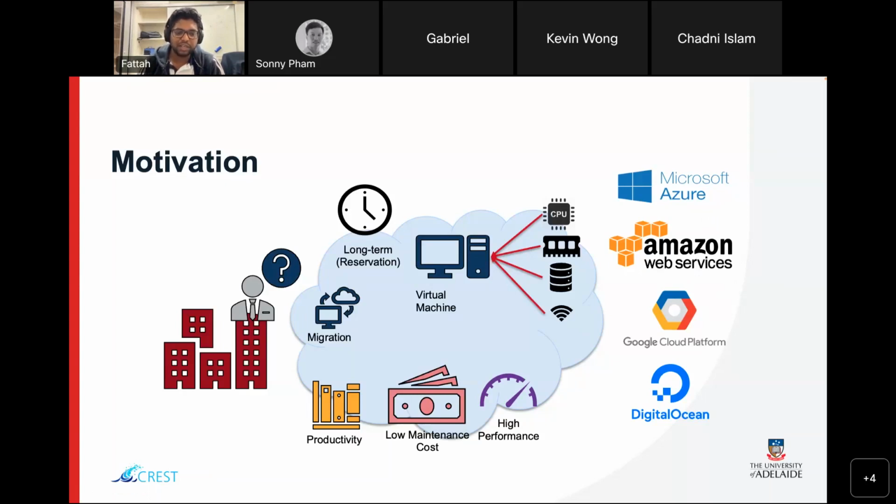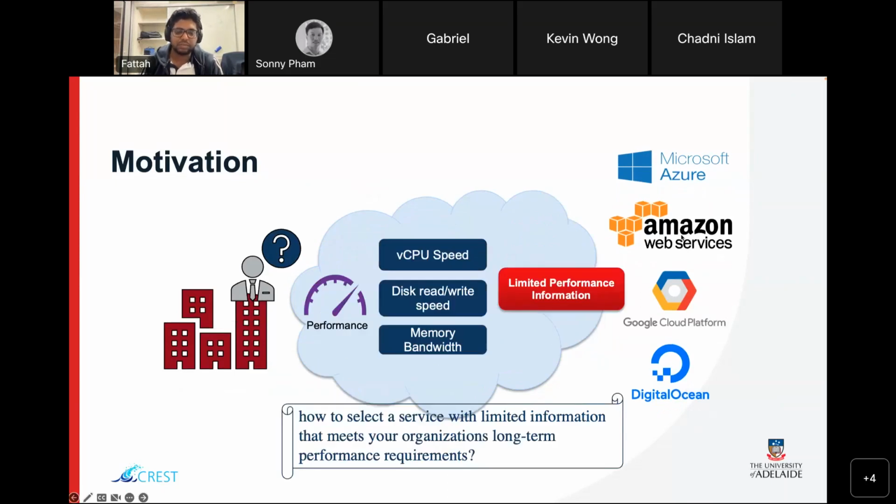Now, as a decision maker, you'd like to choose the service or the service provider that best fits your organization's long-term requirements. During the selection, one of the most important criteria is the performance of the services provided by different providers. Performance is typically represented by quality of service: virtual CPU speed, disk read-write throughput, memory bandwidth, scalability, availability, and so on. Different providers may offer a similar service, but their performance could vary very significantly.